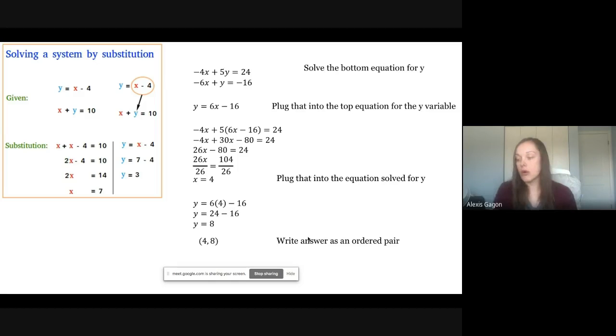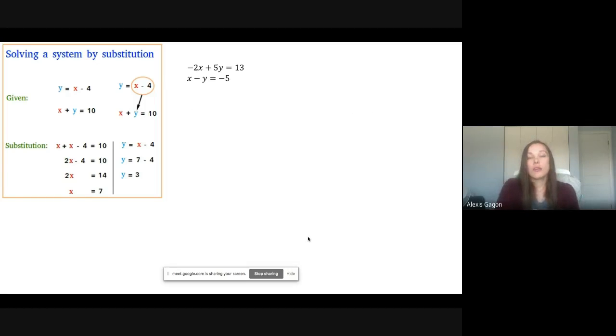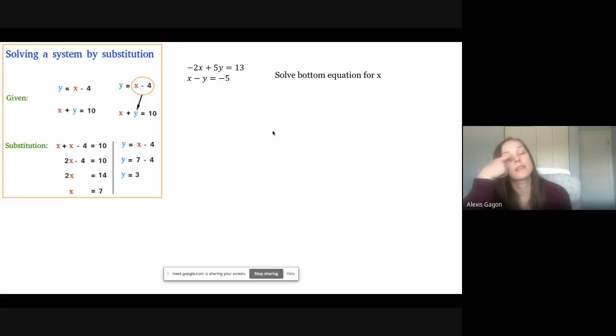Okay, I'm going to do one more. So if we have negative 2x plus 5y equals 13, and x minus y equals negative 5. Same thing, we want to figure out which variable to solve for. I always solve for whatever I think is the easiest. So like this negative 2x, we have to divide, and that's not going to be super easy. 5y, have to divide. This x looks easy, and then we have a negative y. I'm going to choose the x since it's positive, and then we can just add that y over. So we're going to solve the bottom equation for x.